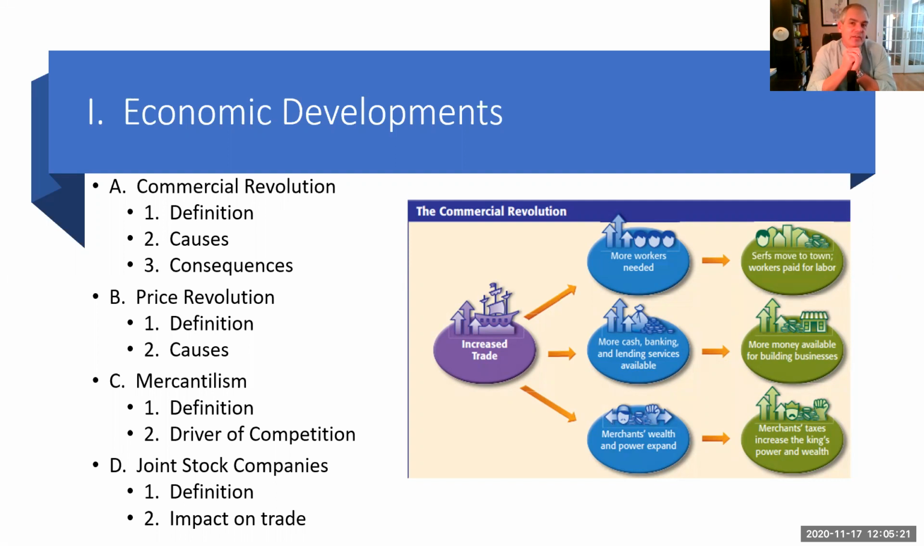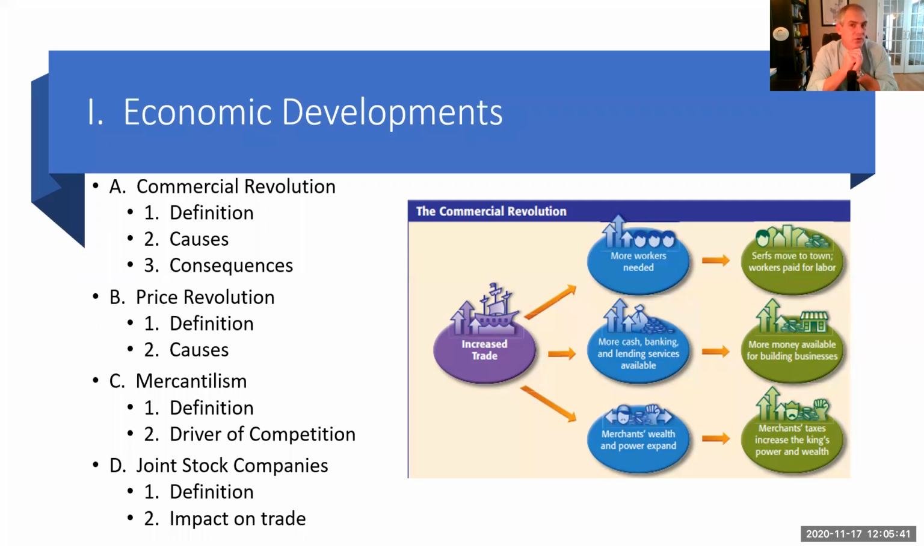The causes of this increase in price really come down to inflation. As we flood the European market with gold and silver, particularly silver from the New World, and you have an increased population that has increased demands, all of those factors are going to work together to drive prices up.